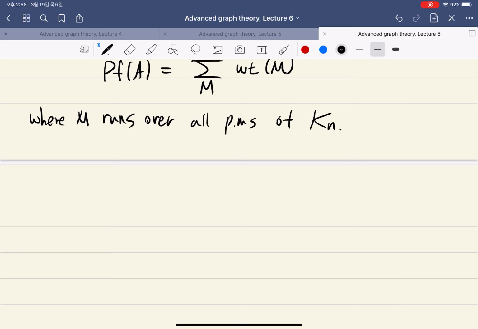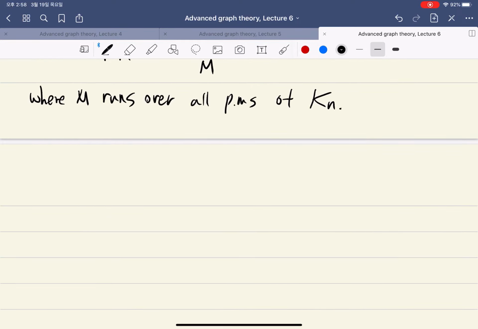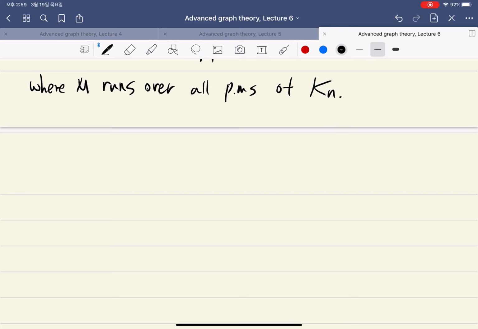So now we have defined what we wanted. What we want to do is the following. We want to say that this Pfaffian is useful for counting perfect matchings. But in order to do that, we need to show two things. It actually counts the perfect matchings, and it's easier to compute than, say, the permanent.